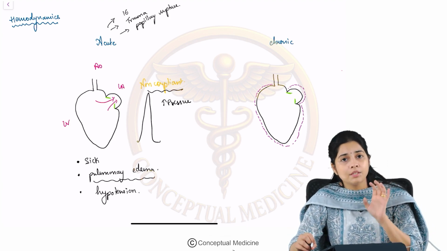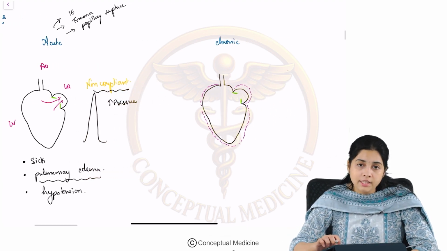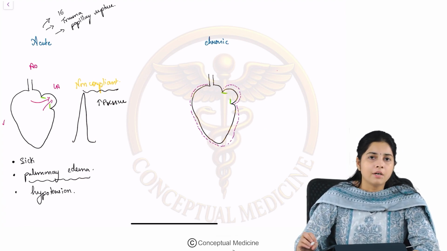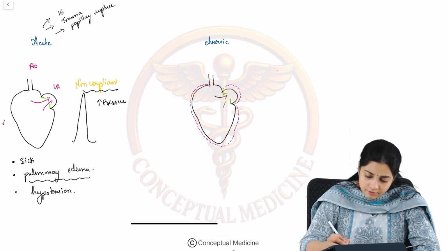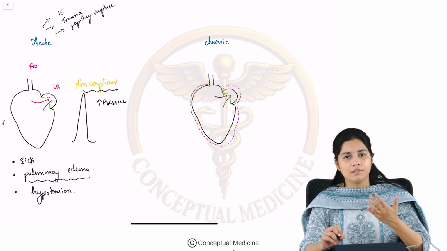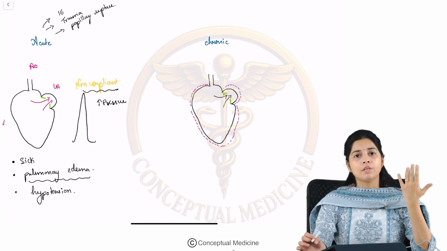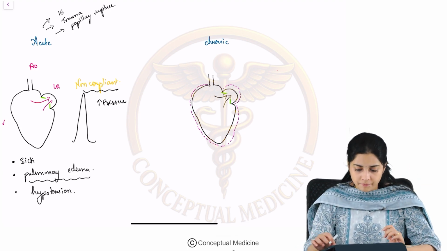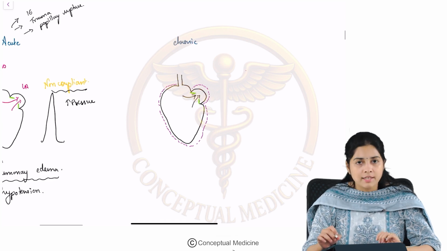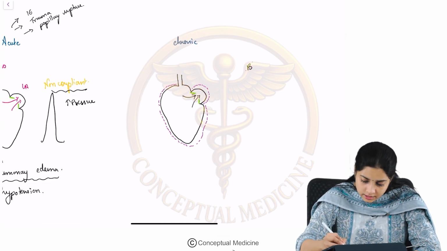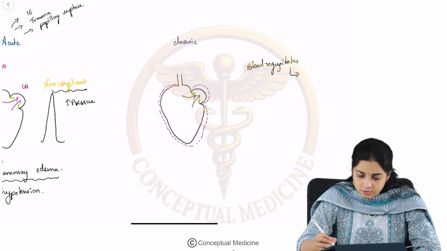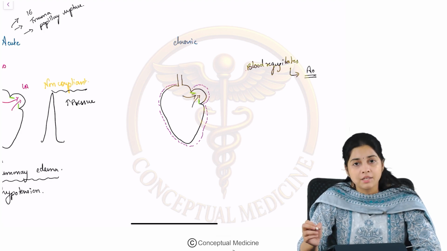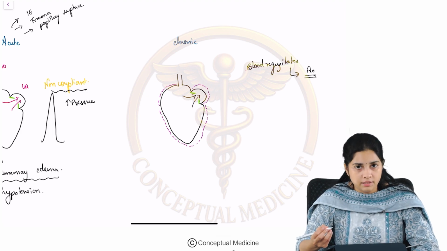Okay, so this is about acute MR. Now when you look at chronic MR, what happens is that in chronic MR, this has been happening for a long time. So there is some amount of regurgitation back into the LA which has been going on for a long time. Initially, whatever blood regurgitates is pushed back into the aorta.